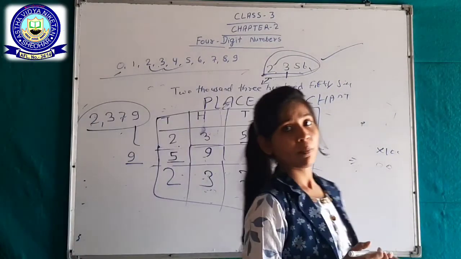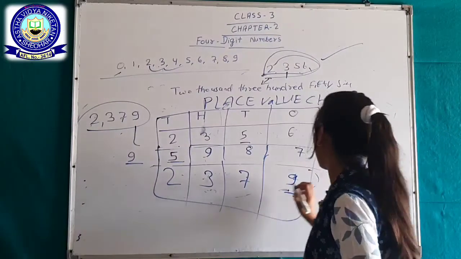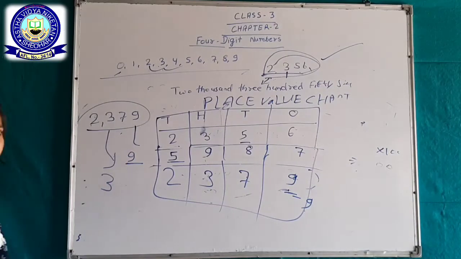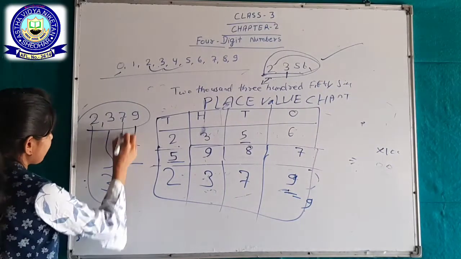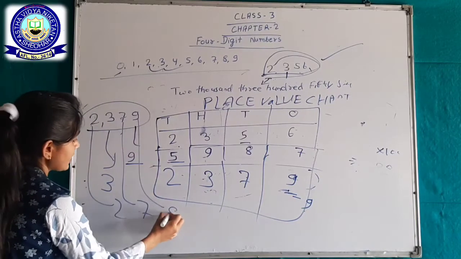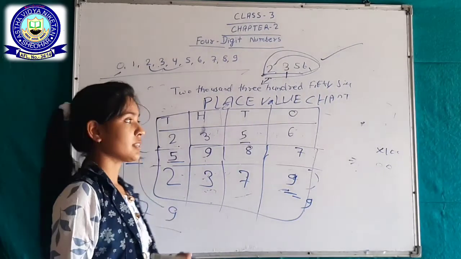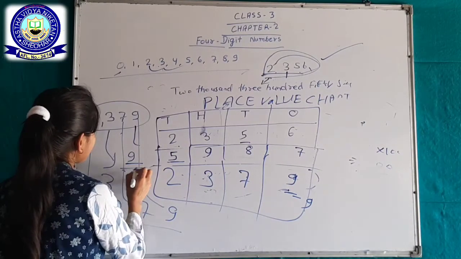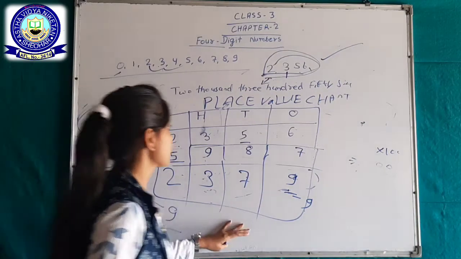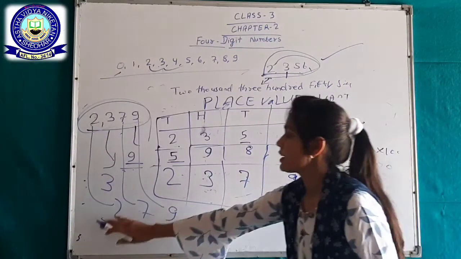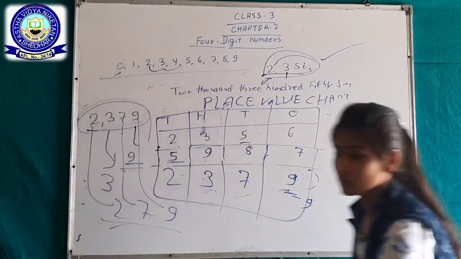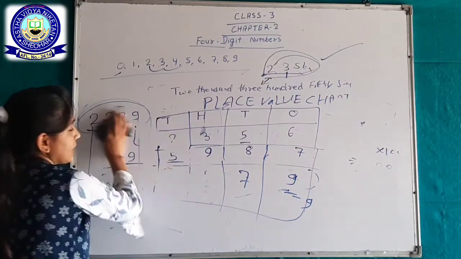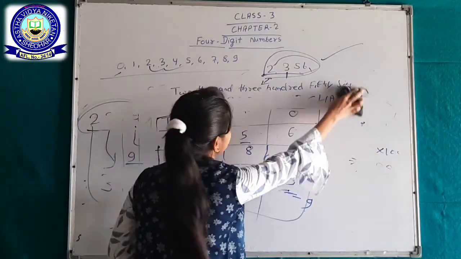We all know the face value of any digit is the digit itself. The face value of 3 is 3, the face value of 2 is 2, the face value of 7 is 7, the face value of 9 is 9. The face value of any digit is the digit itself. And the place value of any digit depends on its position. This is our place value and this is our face value. And there is no place value and face value of 0.